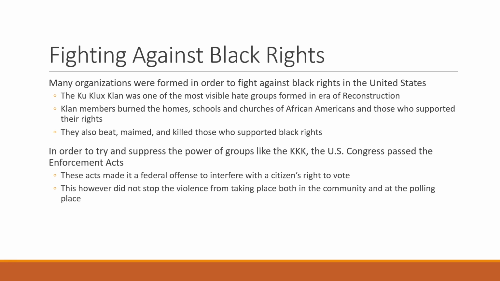Now, Congress does try to step in to stop a lot of the actions of the KKK, and they passed something called the Enforcement Acts. This made it a federal offense to interfere with the citizens' right to vote, because the KKK would camp outside of polling places as a way of intimidating black voters from showing up. This didn't stop the violence, though. It took place in the community, it took place in the polling stations. You had to have people at the local level who were willing to actually enforce these laws, and that was something that really didn't take place.